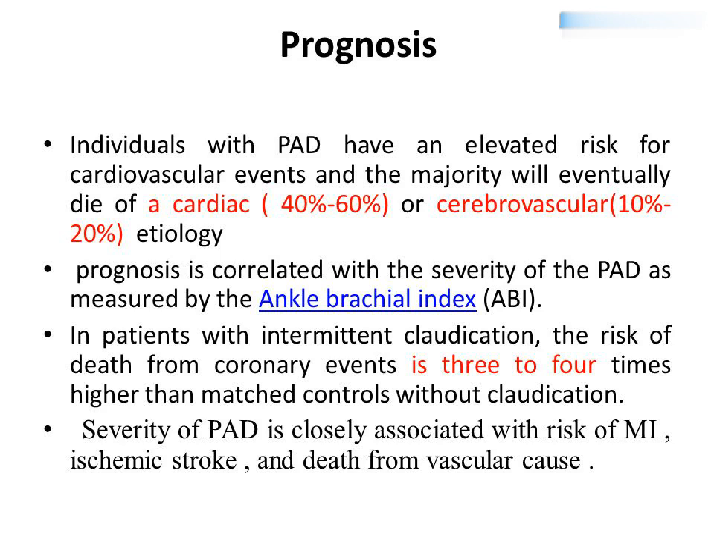Prognosis: individuals with PAD have an elevated risk for cardiovascular events, and the majority will eventually die of a cardiac cause, 40% to 60%, or cerebrovascular cause, 10% to 20%. Prognosis is correlated with the severity of the PAD as measured by the ankle brachial index, ABI. In patients with intermittent claudication, the risk of death from coronary events is 3 to 4 times higher than matched controls without claudication. Severity of PAD is closely associated with risk of MI, ischemic stroke, and death from vascular causes.